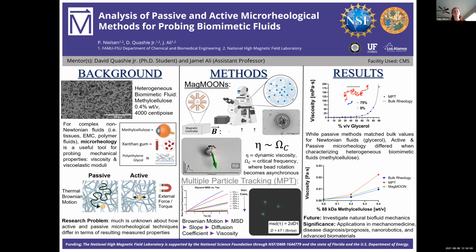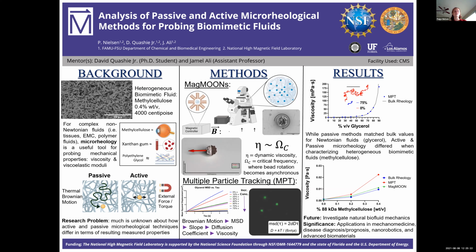Multiple particle tracking was chosen as our passive microrheological method. Hundreds of fluorescent beads were dispersed in these fluids, and their Brownian motion was recorded and subsequently analyzed using the TrackMate ImageJ plugin and Python code. The slopes of the particles' average mean square displacement were then related to the fluid's diffusion coefficients using this equation, and then the viscosity was measured by plugging that parameter into the Stokes-Einstein equation.